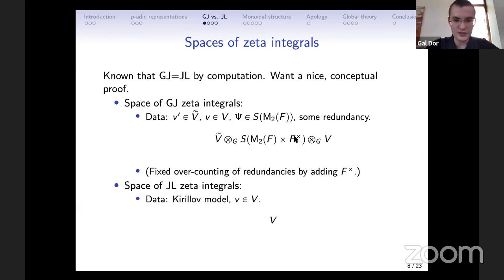Now, this is the data that goes into a Godement-Jacquet zeta integral, and the data that goes into Jacquet-Langlands zeta integrals is much simpler. Up to a Kirillov model, which is just a scalar, it's just a single vector v in my representation. So the space of Jacquet-Langlands zeta integrals is V.